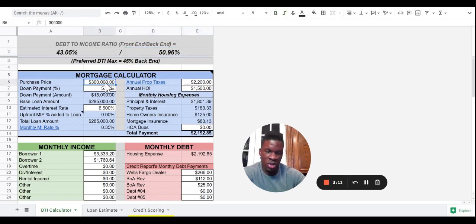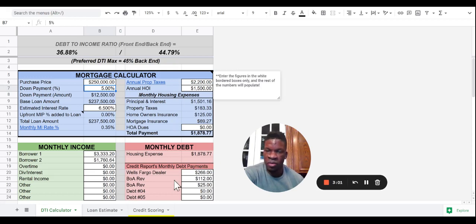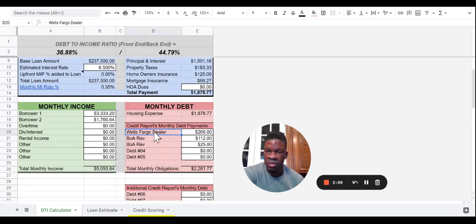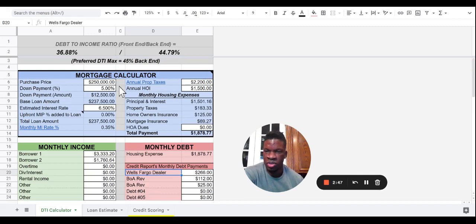So that means you would need to bring down this number here and ideally have it under 45%. So this is how you'll know what loan amount you qualify for. This is sample debts in here. This is a Wells Fargo payment, Bank of America revolving credit card. And so we'll have it exactly to what yours shows up on the credit reports. But just wanted to show you this sample.